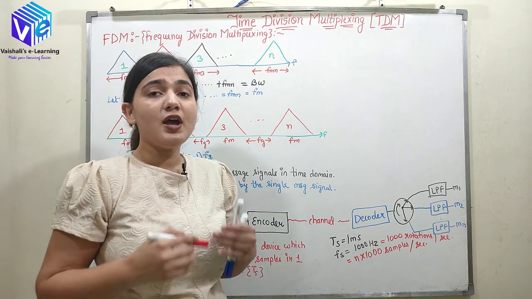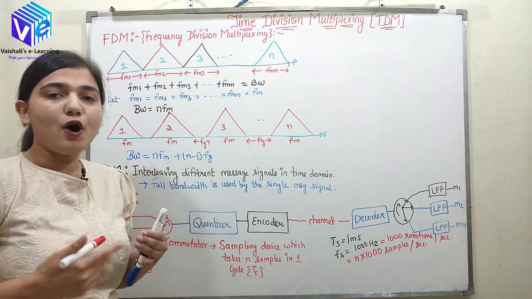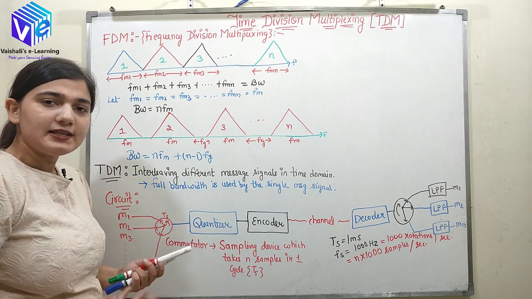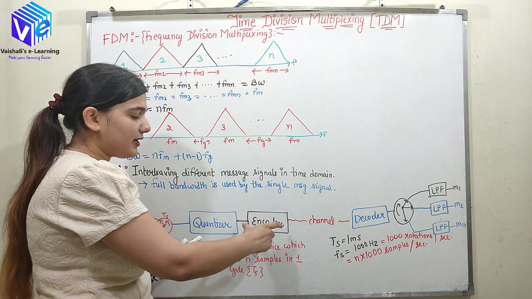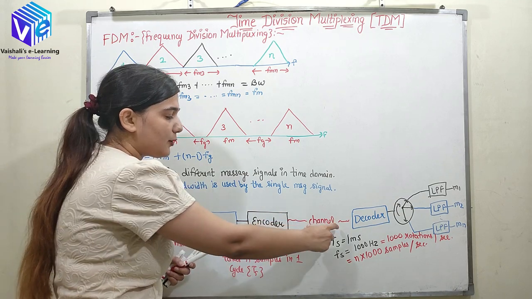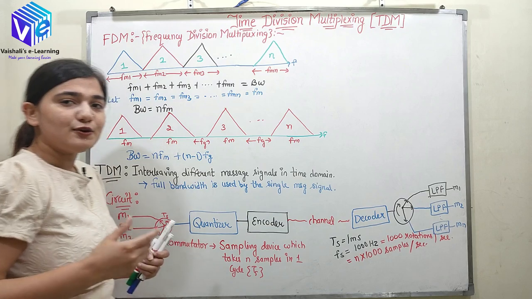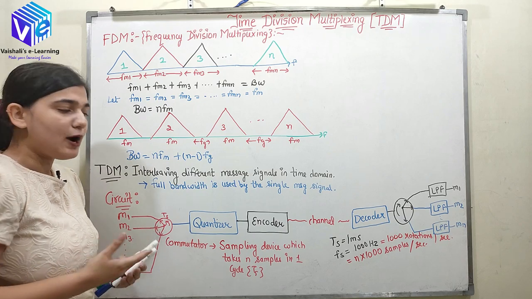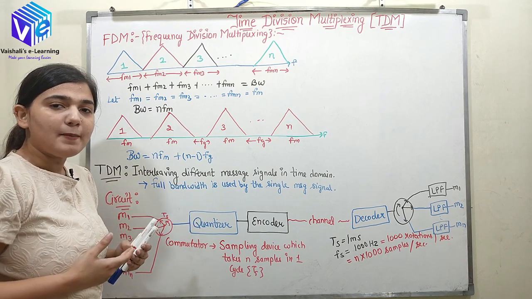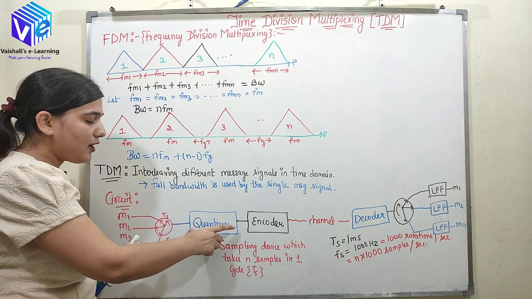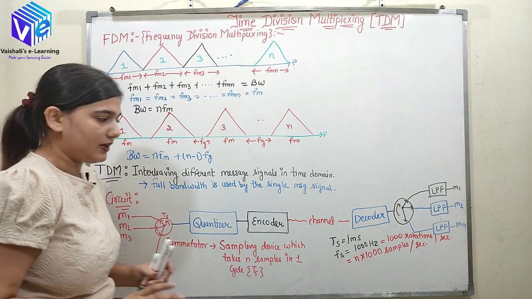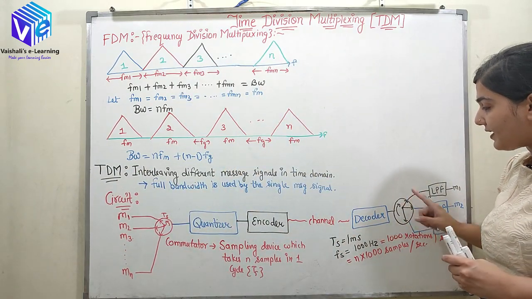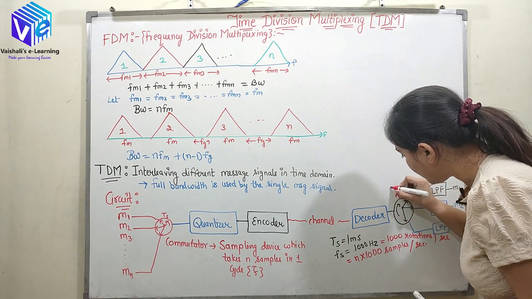I already told you time division multiplexing only works upon the principle of PCM. So here after the sampler we have the quantizer in the PCM. After that we have the encoder, and after the encoding it will give the bits to the channel. I hope you understood all of the blocks here, because I have already talked about them in my previous video on pulse code modulation. So I hope you understand what a quantizer is, what an encoder is. Here I have the digital signal in the channel which comes to the decoder, and here this is the decommutator.